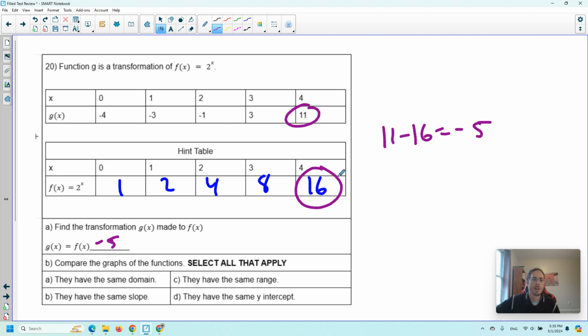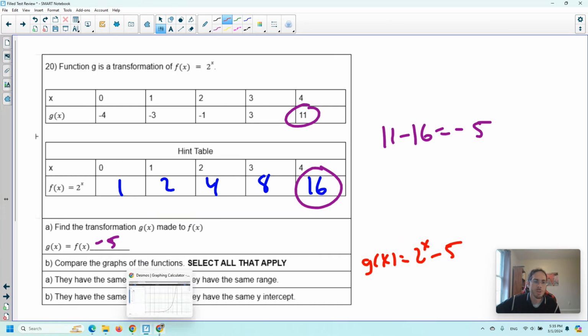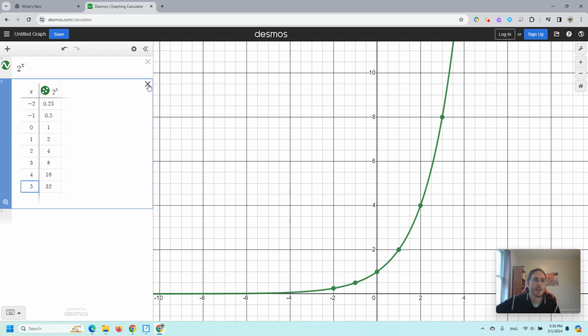And then we have to compare the graphs, select all that apply. So now that I know what the function is, I know that it's f of x minus 5. That means I know that g of x is equal to 2 to the x minus 5, because we just subtract 5 if we want to do minus 5 like that. So I'm going to plug this in, and I'm going to look at it and just answer the question. So 2 to the x minus 5.